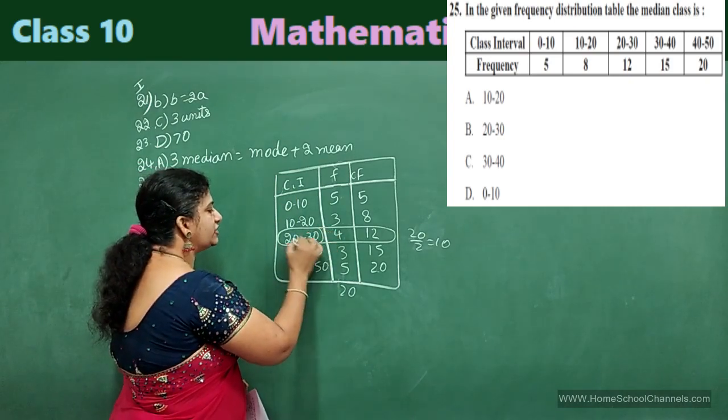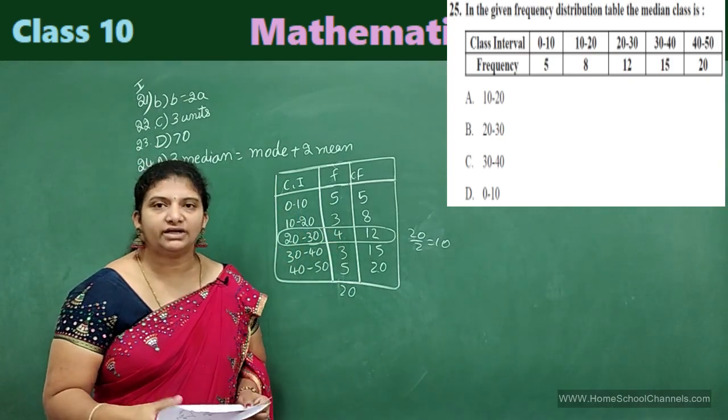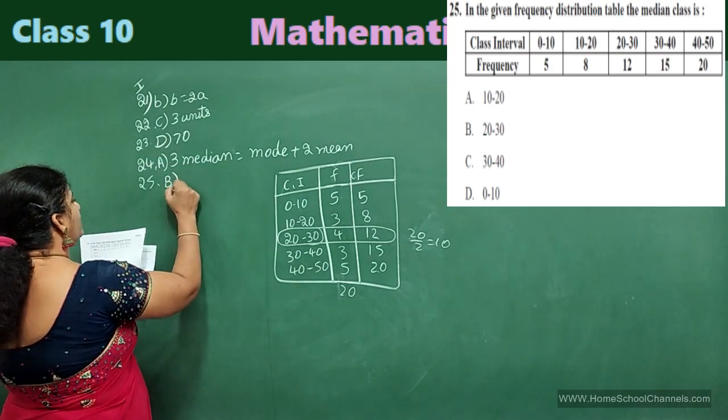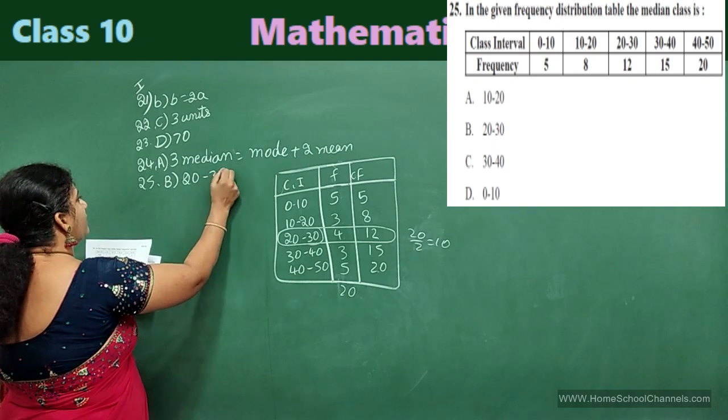Therefore, what is your option, children? 20 to 30 is the median class. See the option? Option B, 20 to 30.